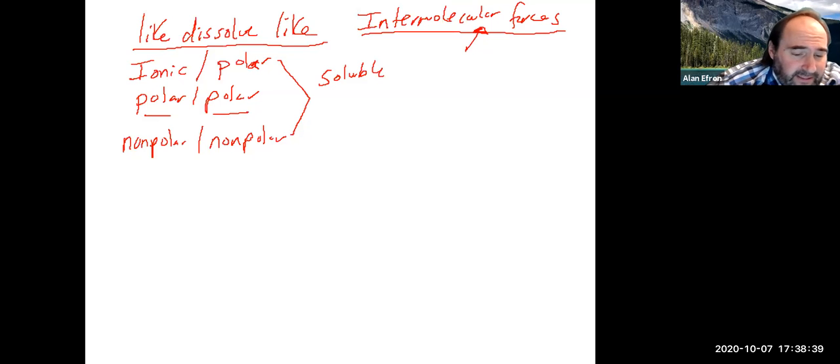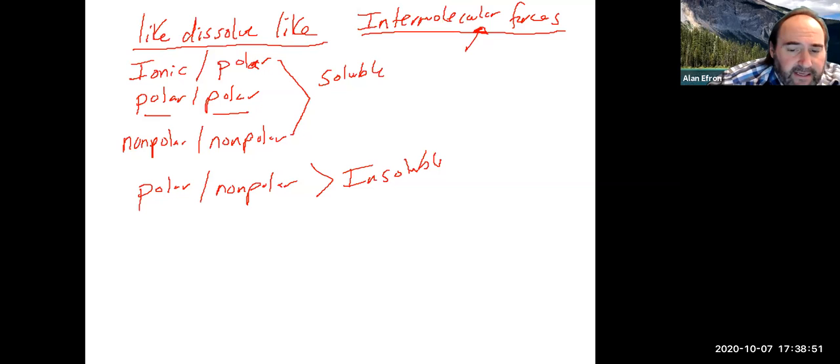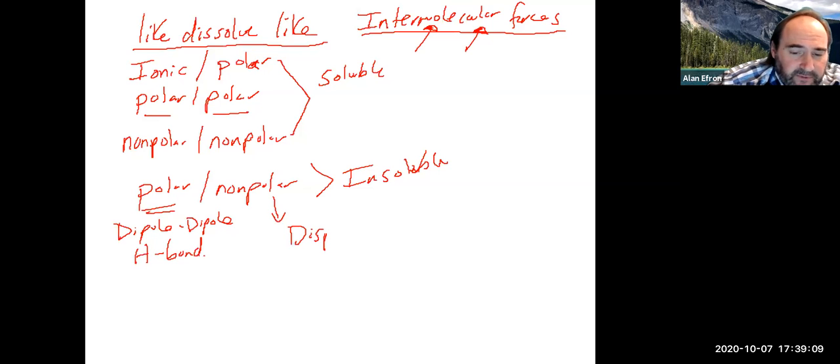It's really, as we talked about last time, kind of when you cross over, if you try to take something that's polar and non-polar and put them together, they're not going to interact very well, and they typically are going to be insoluble. And that is because, again, coming back to our intermolecular forces, something that's polar is going to try to do some dipole-dipole interaction, maybe some hydrogen bonding, while something that's nonpolar is pretty much stuck with dispersion forces, which are those really temporary weak forces.